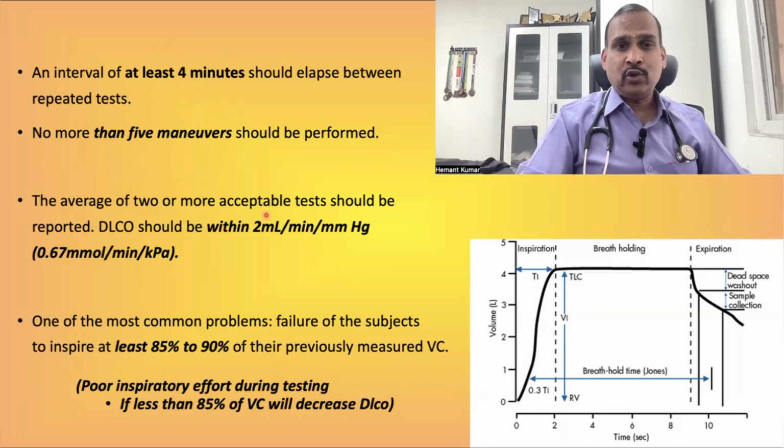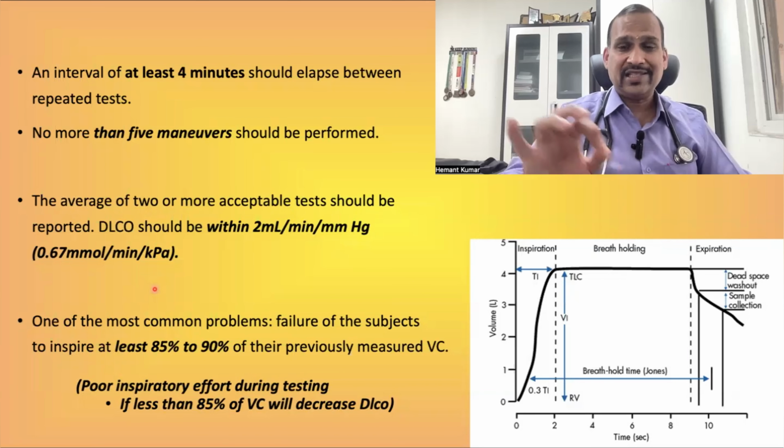And the criterion for two acceptable tests is that the DLCO should be within 2 ml per minute per mmHg, or 0.67 millimole per minute per kilopascal. So this criterion should be matched to say that our DLCO is acceptable. Two tests are acceptable.